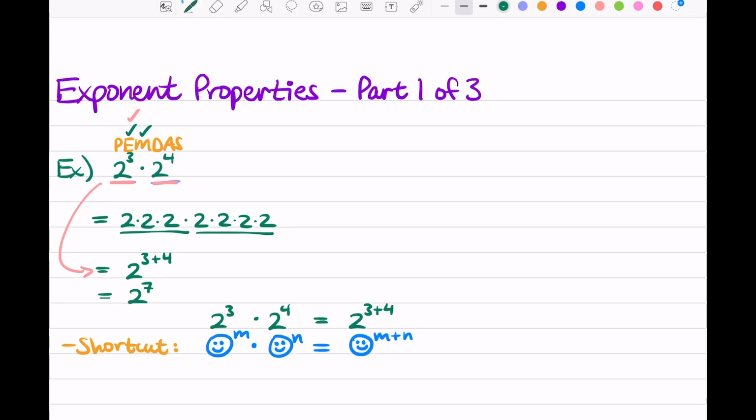Let's try another example. Let's have 5 to the second power times 5 to the sixth power. So we're multiplying 5 2 times, and then we're multiplying 5 6 times. So we can think about this as multiplying 5 2 plus 6 times. And that would give us 5 to the eighth. All right, let's try a different example.